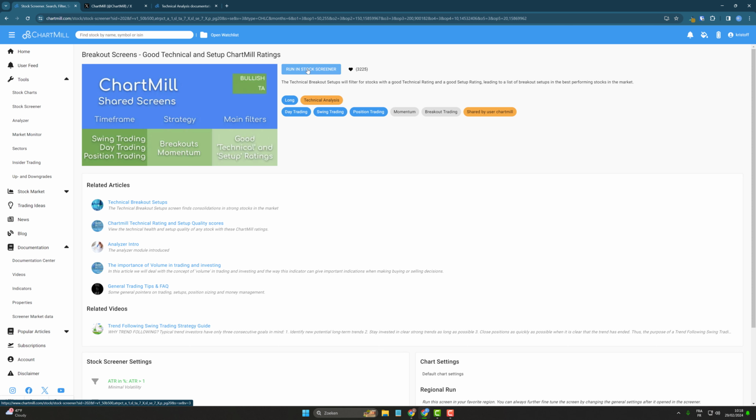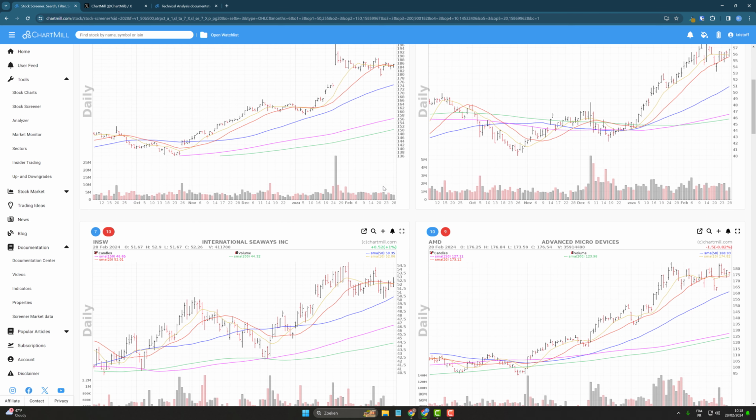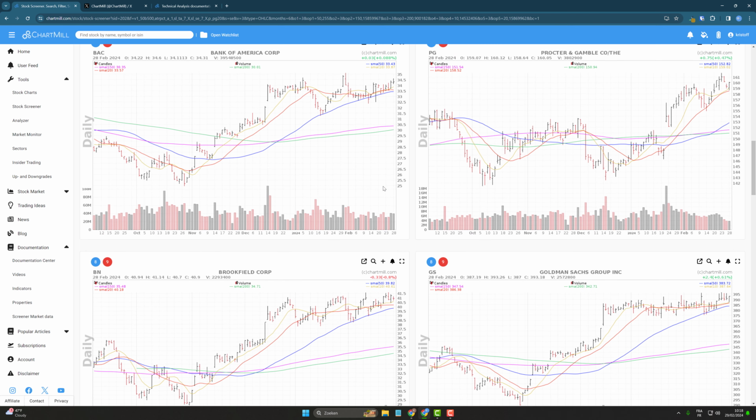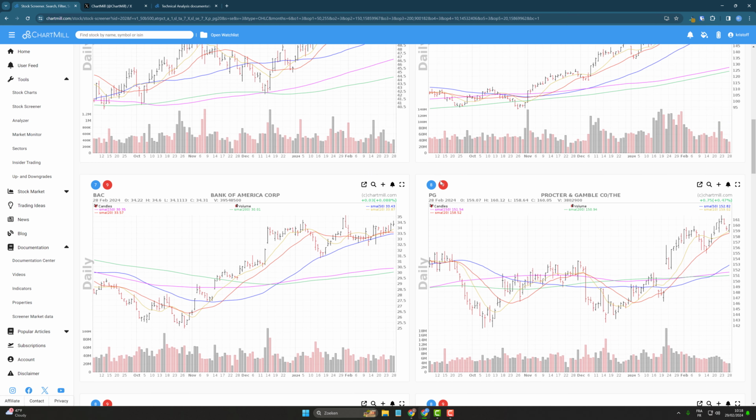Click on Run in Stock Screener, and that will bring you immediately to the Stock Screener page showing this trading idea. It's also mentioned over here in the upper right corner, where the filters that are used are shown. As you can see, there are 277 results. Then you can scroll down to have a look at all the different setups to see if there's anything interesting.